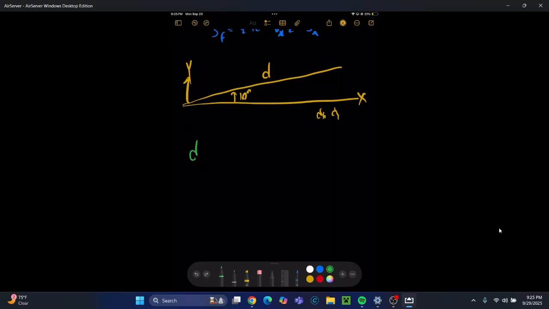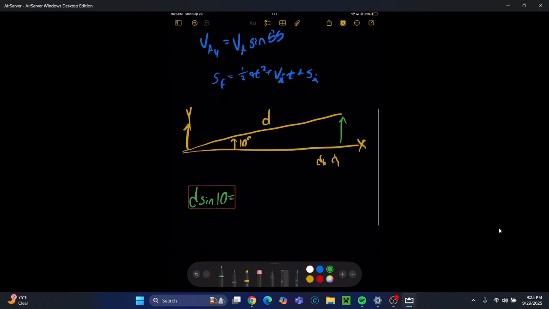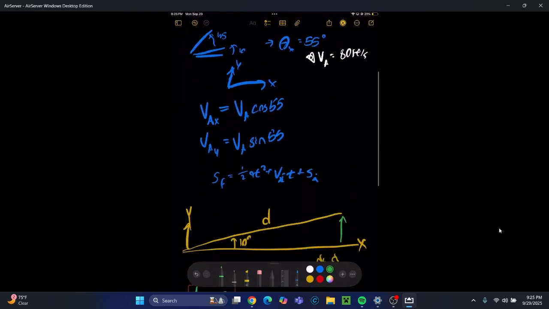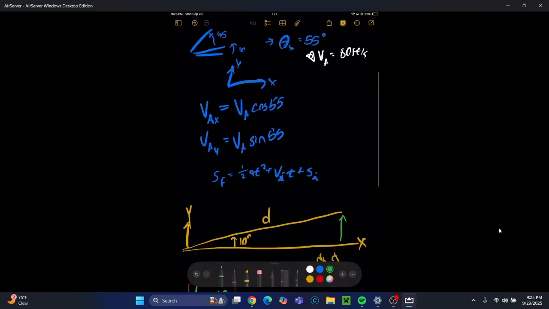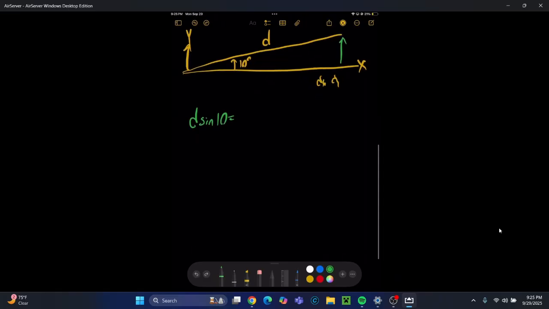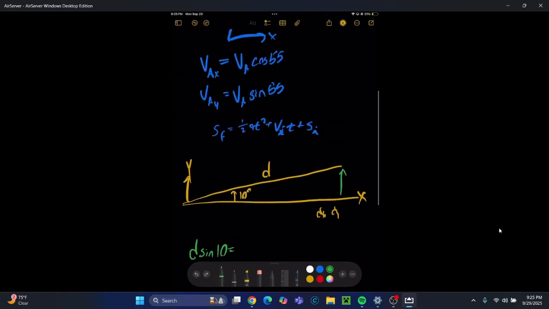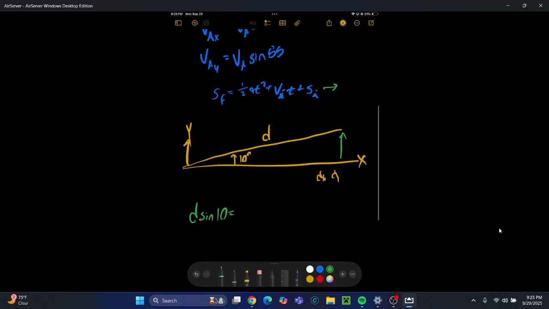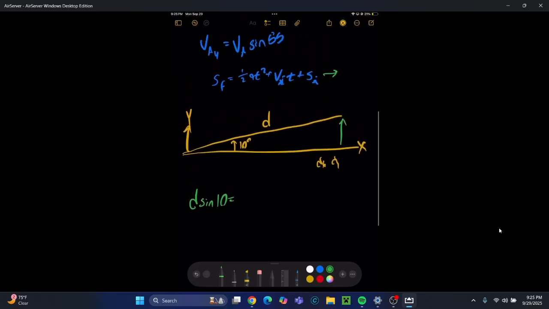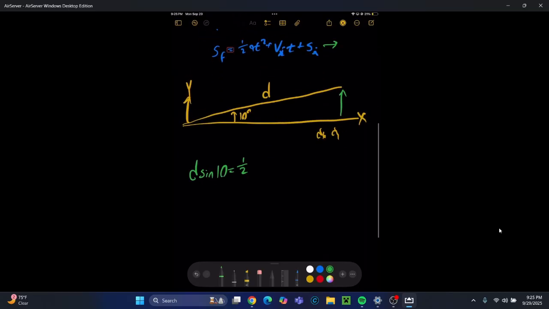Well, if we're looking at the upward component, it is sine. So d sine 10 equals, and then, okay, in the y direction, what's our acceleration? Well, it's just gravity, right? Because gravity points down toward the big Earth, where all the beautiful things in the world happen. So, looking at this equation right here, we have 1/2 at squared, and our acceleration is gravity, so 1/2 gt squared.